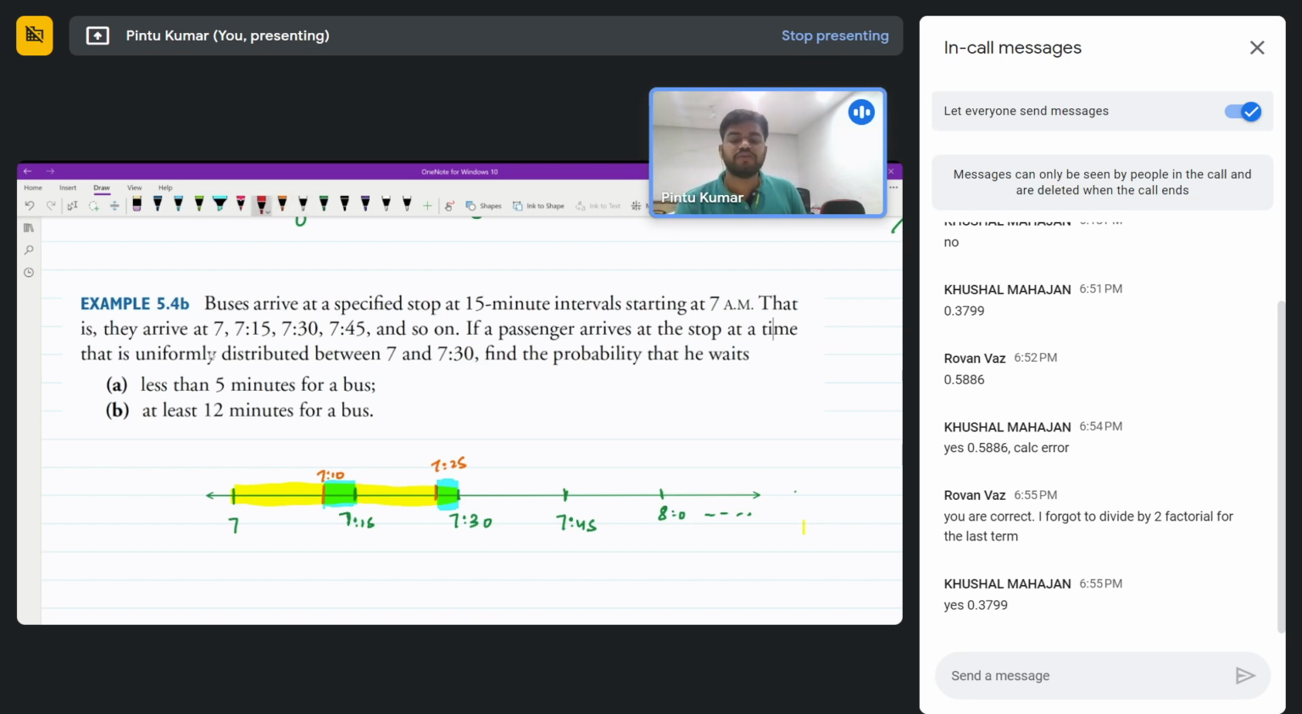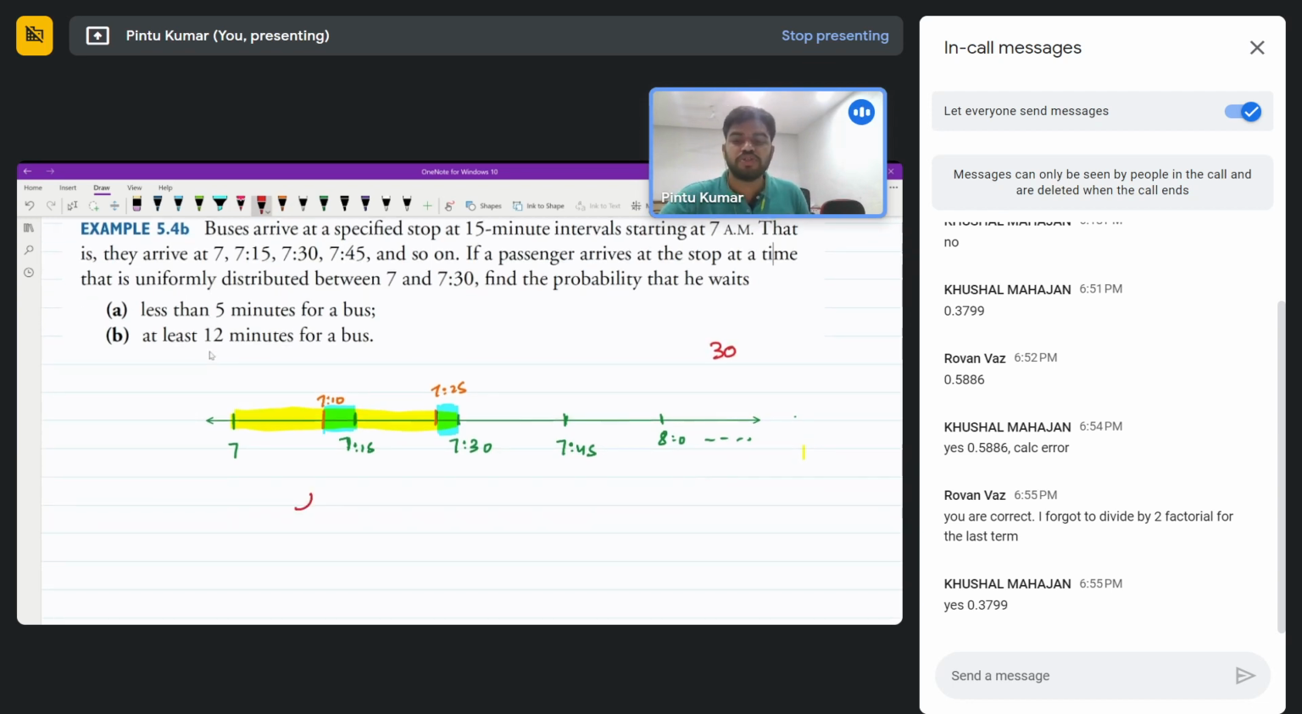So between 7 to 7:30, how many minutes are there? There are 30 minutes. So if you look at the uniform distribution, this is given by 1/30 if your x is between 0 to 30, so this point maps to 0, this point maps to 30, and 0 otherwise.